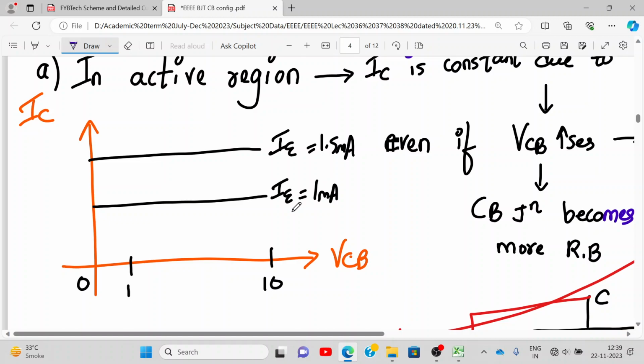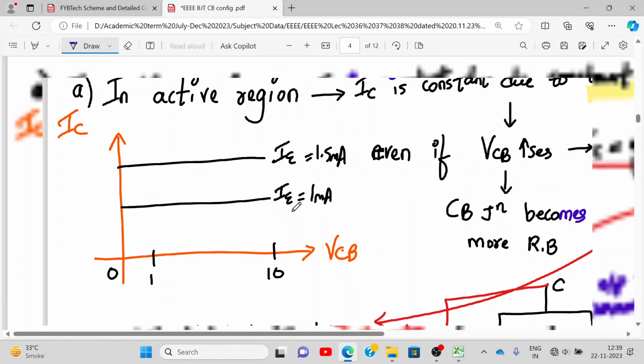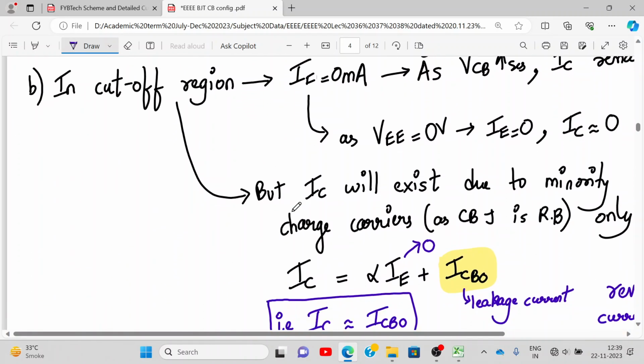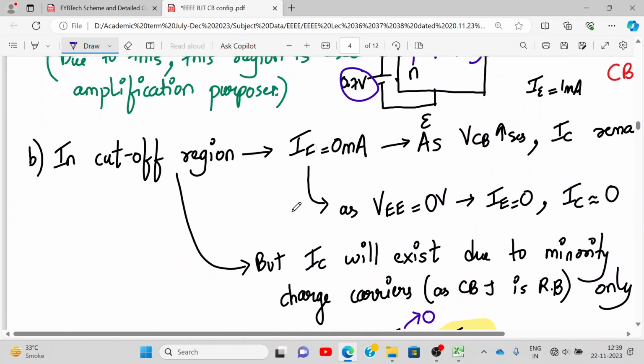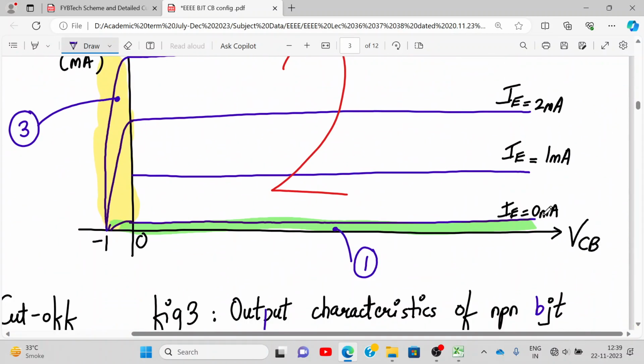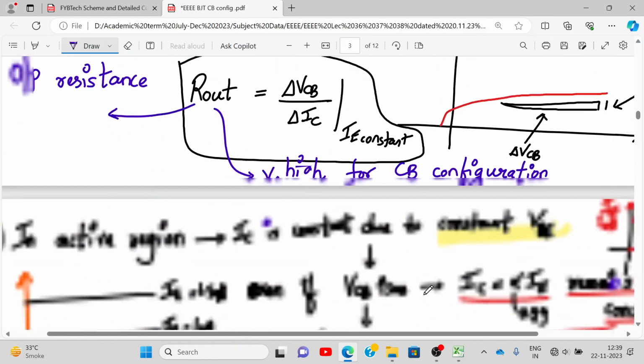Yes, no? I agree. So in the emitter region, your IE is 0, right? See here in the graph. For IE equal to 0 milliampere, below that graph, you get a cutoff region. So emitter current is 0.